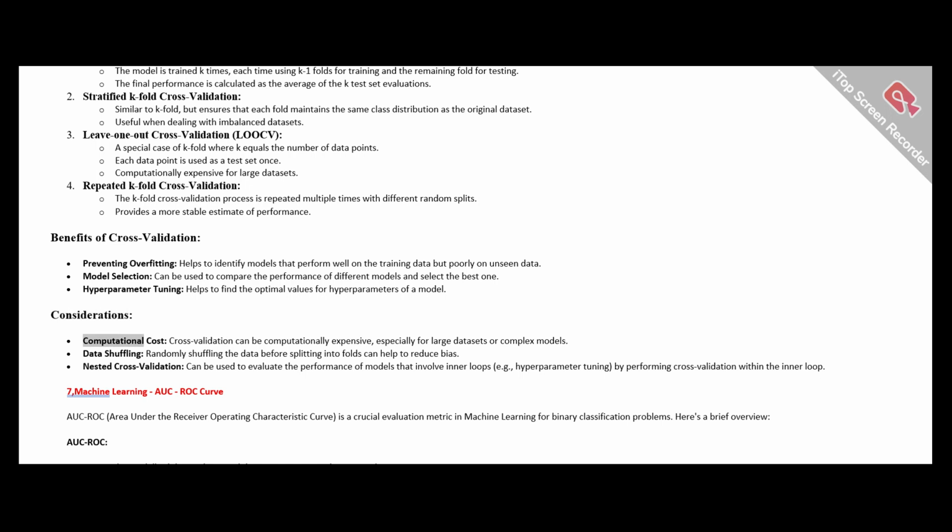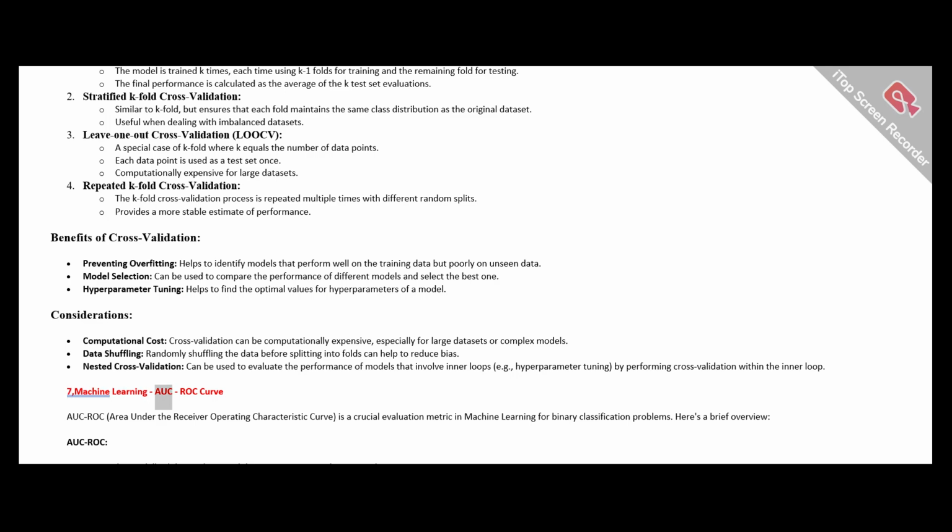Considerations. Computational cost: cross-validation can be computationally expensive, especially for large datasets or complex models. Data shuffling: randomly shuffling the data before splitting into folds can help to reduce bias. Nested cross-validation can be used to evaluate the performance of models that involve inner loops, for example hyperparameter tuning, by performing cross-validation within the inner loop.